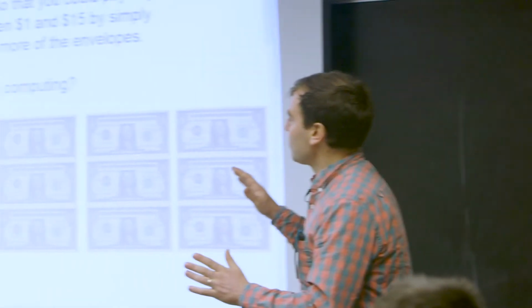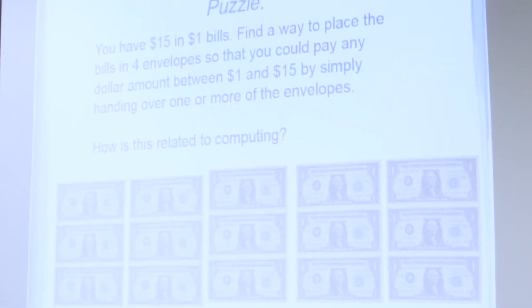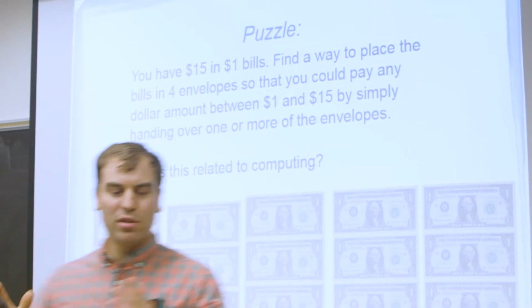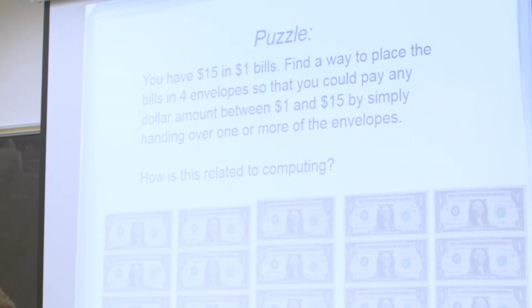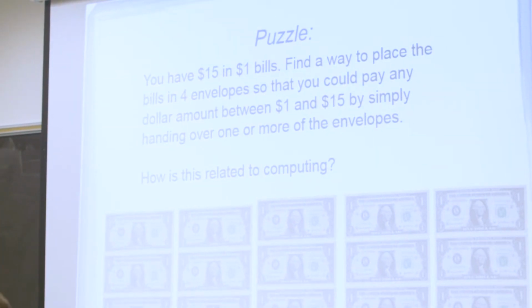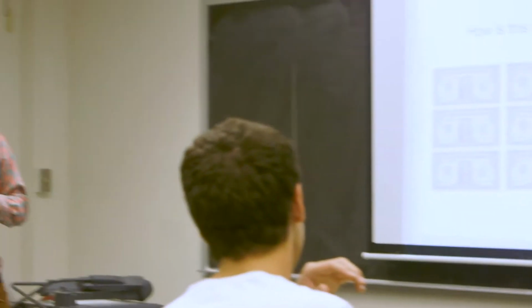Okay, so the puzzle I put up there to start off with is this one here. So you have $15 in $1 bills. I thought I'd give you a visual representation just in case you didn't know what dollar bills look like. And the idea is that you've got 4 envelopes, and you want to put the dollar bills in the 4 envelopes so that you could still pay any dollar amount between $1 and $15.